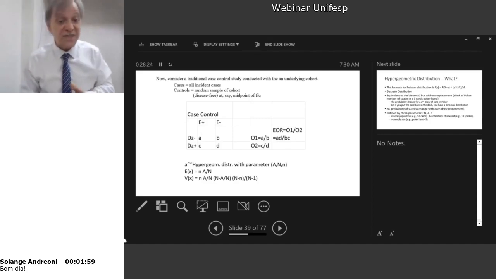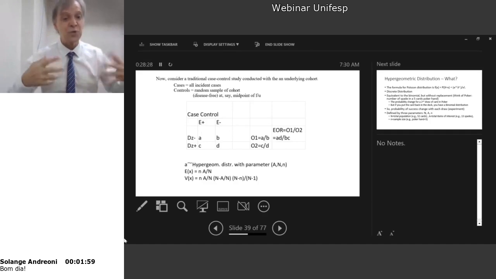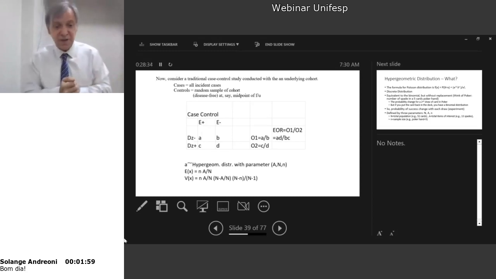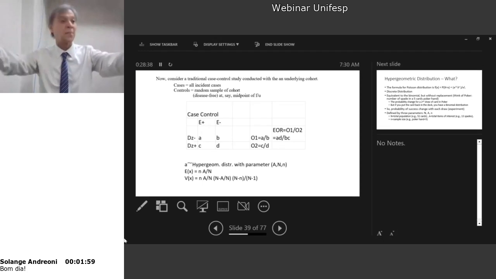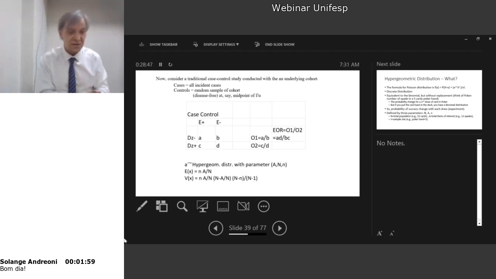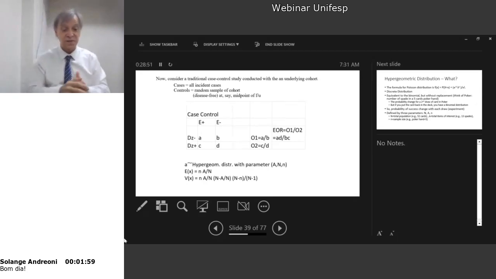So controls are a random sample of the cohort. That's a very traditional, classic case control. I found a way to randomly sample from the cohort, okay? And they are supposed to be disease-free at the midpoint of the follow-up. So it's like if I could sample at the midpoint of the follow-up period. I have an underlying cohort, an imaginary underlying cohort, and I'm sampling from it. I end up with my A, B, C, Ds. The disease group is A plus B. The non-disease group is C plus D.